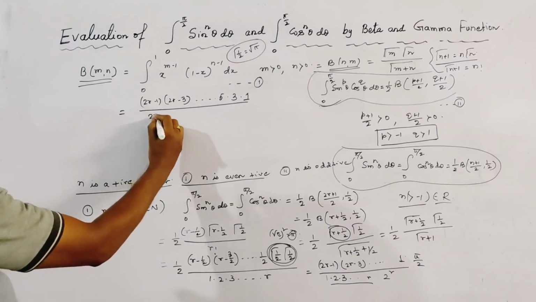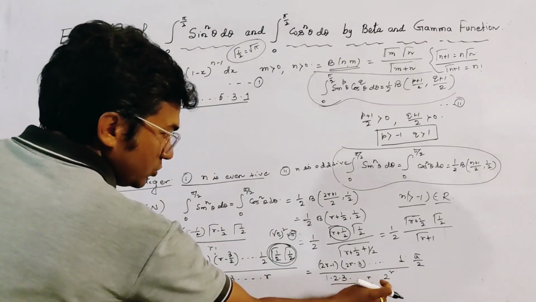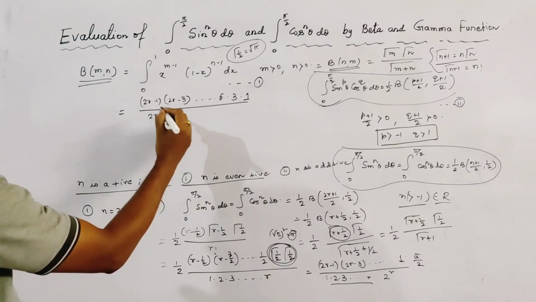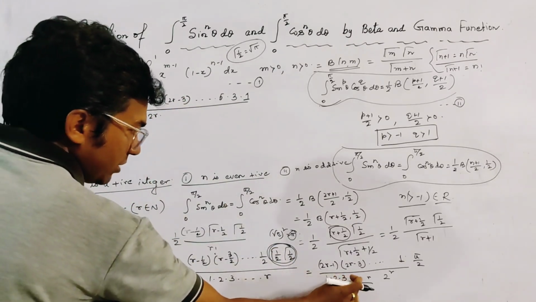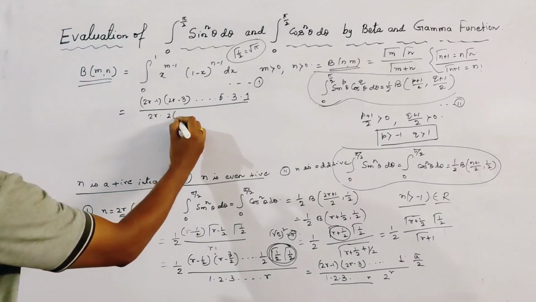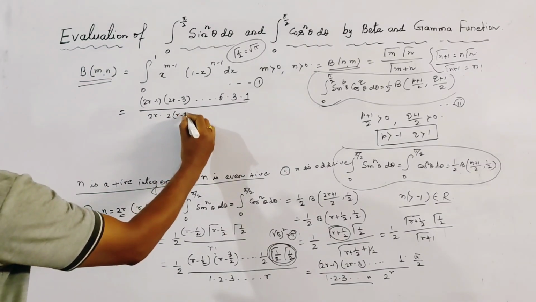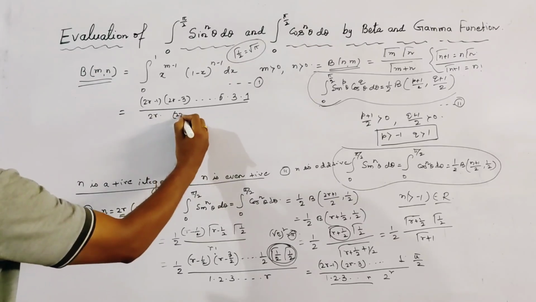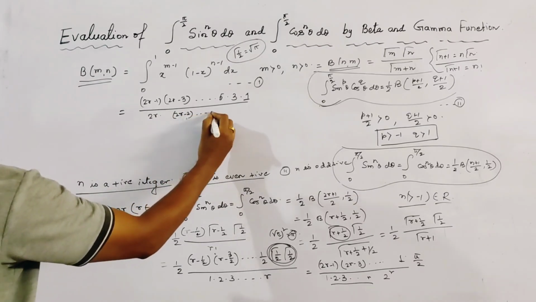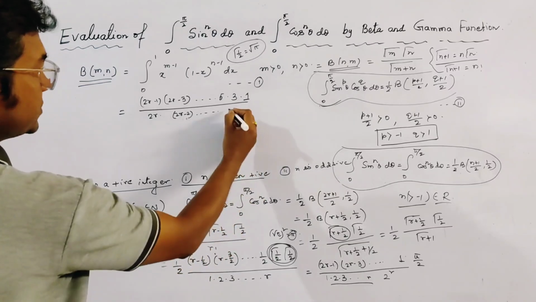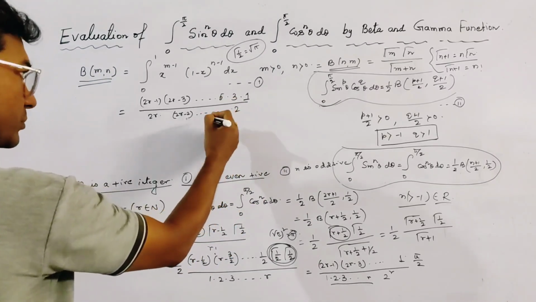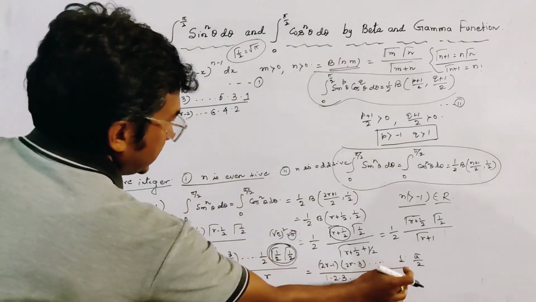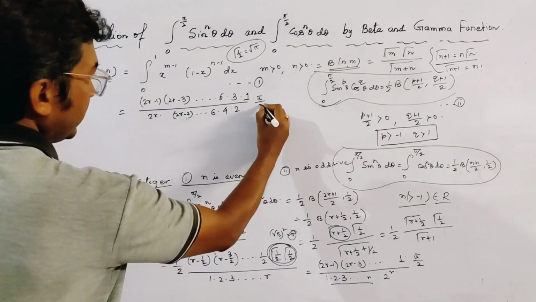The first term is 2r, because this is r into 2, and then the second term is r minus 1 into 2, so 2 into r minus 1, or we can write this term as 2r minus 2, and the 1 becomes 2, and the previous term is 4, then 6, and so on, and another term is pi by 2.